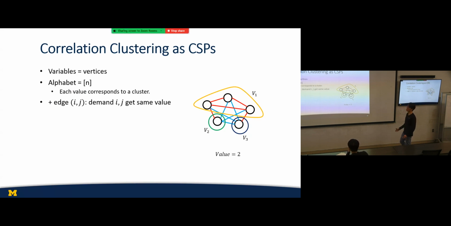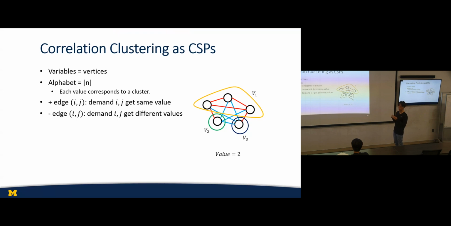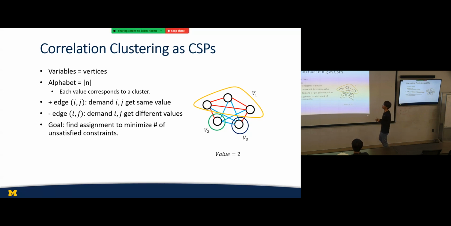And then each edge becomes a constraint. A plus edge becomes an equal constraint. If i and j get the same value, it's satisfied; otherwise it's unsatisfied and you have to pay 1. A minus edge is a not-equal constraint. If it's not equal, you're fine. If it's equal, then you have to pay 1. The goal is to find an assignment that minimizes the number of unsatisfied constraints. That's exactly the same problem. We didn't do anything. So that's the CSP view, if you know this constraint satisfaction framework.